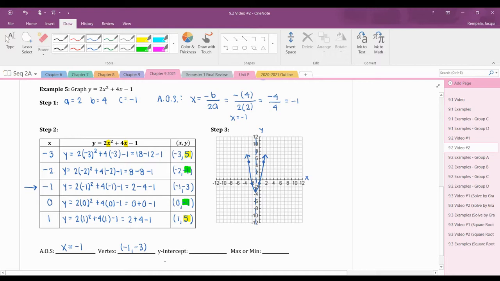My y-intercept, don't forget, is at (0, c). We actually have that in our table. That is at the ordered pair (0, -1). Because the graph is opening up, we have a minimum because we have the lowest point possible, which once again is my vertex at (-1, -3).